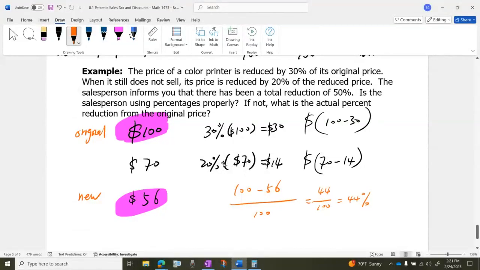20% of $70 is only $14. So after you reduce the $14, you have $56. So after two reductions, the new price is $56. The original price is 100. We plug into the percent decrease formula, and we get 44%, not 50%. Okay, it's 44%.